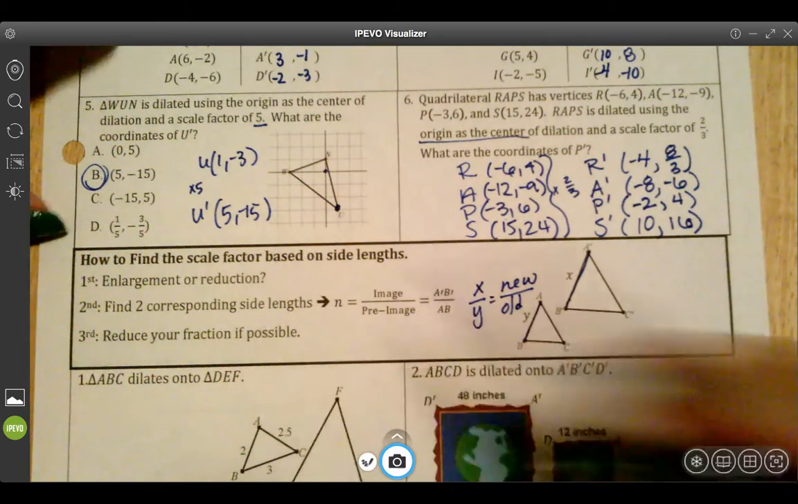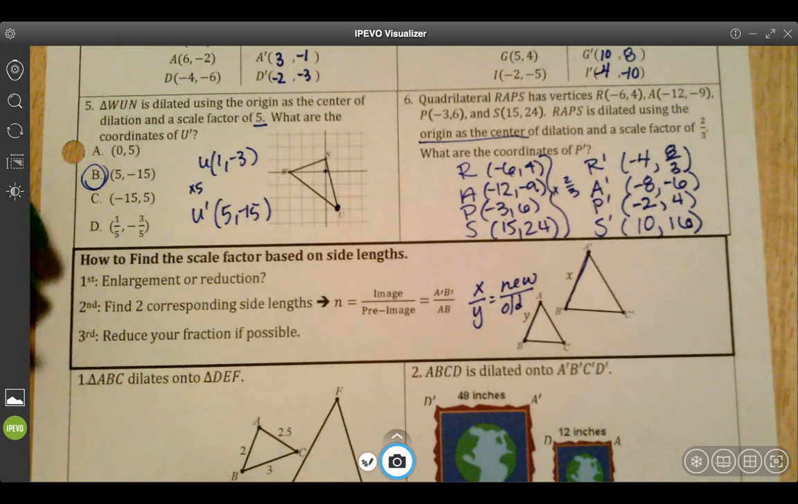If possible, always, always, always reduce your fractions. So many people lost points on the last test because of not reducing fractions.